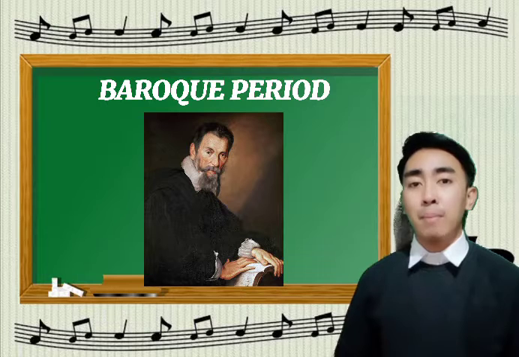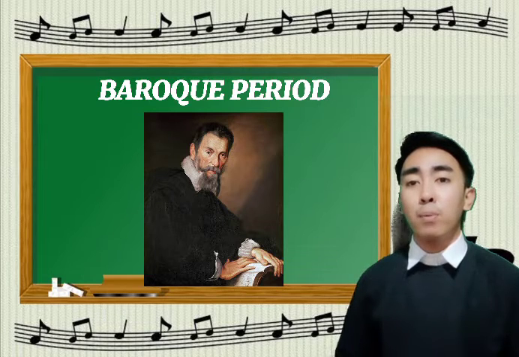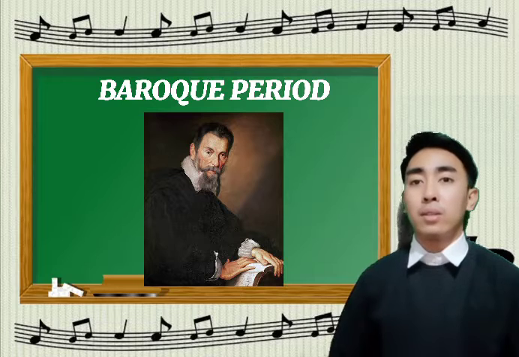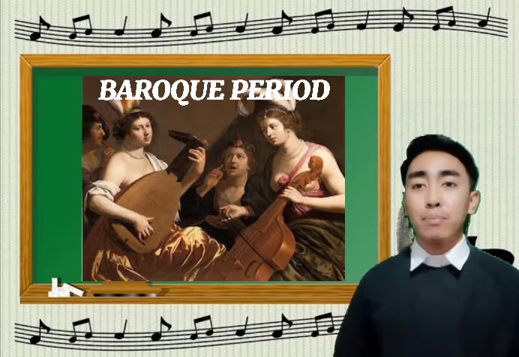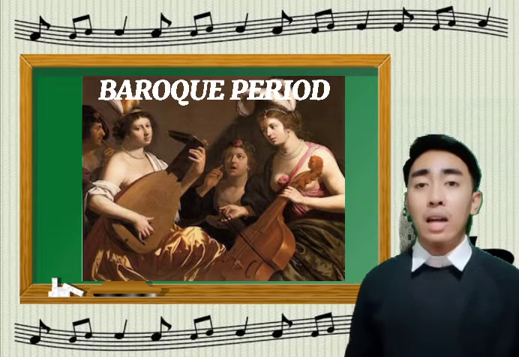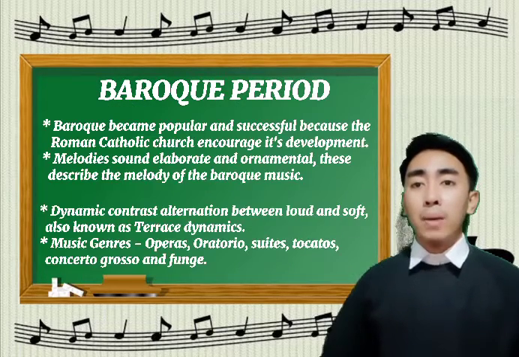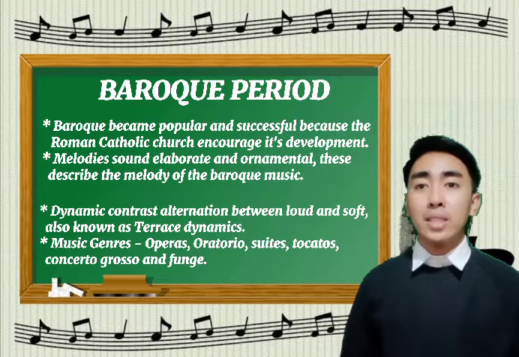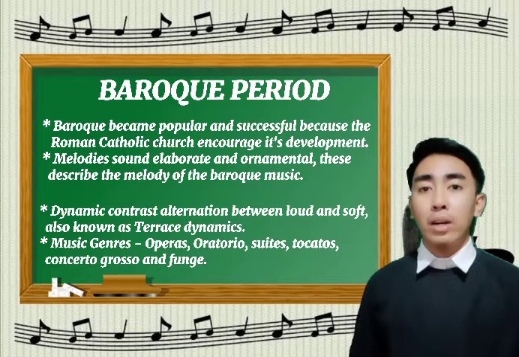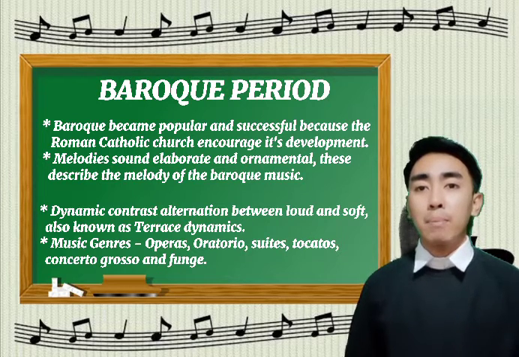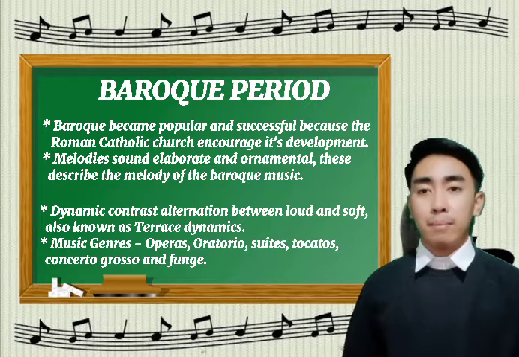Monteverdi started experimenting with a new way of making polyphonic music called the basso continuo. Basso continuo is a scaffolding sound that is played by a cello or harpsichord. Baroque became popular and successful because the Roman Catholic Church encouraged its development. Melodies sound elaborate and ornamental. This describes the melody of Baroque music.